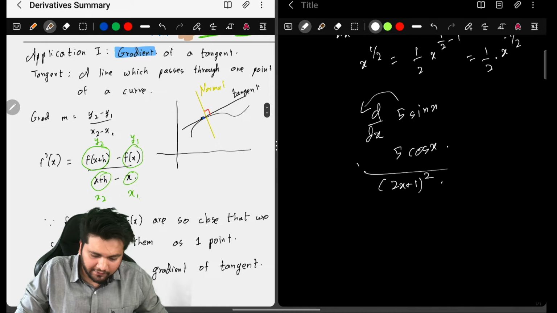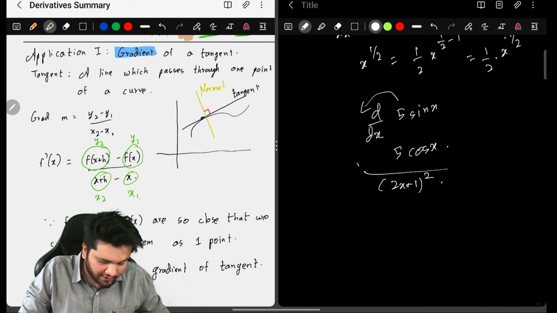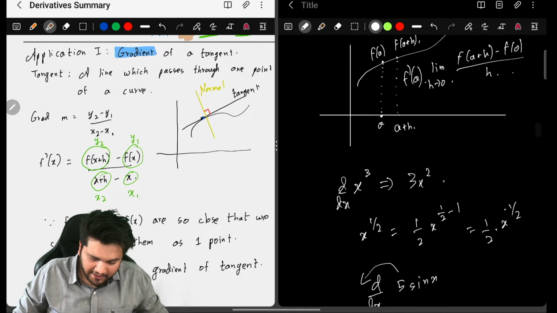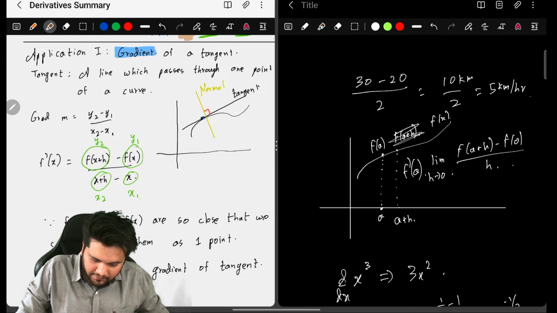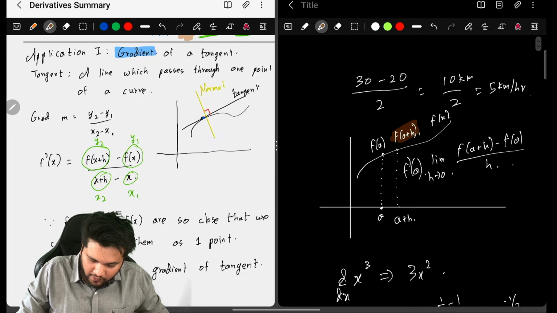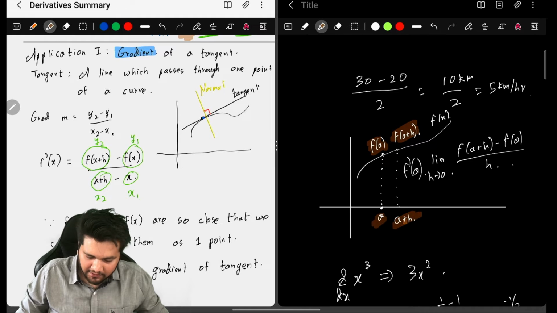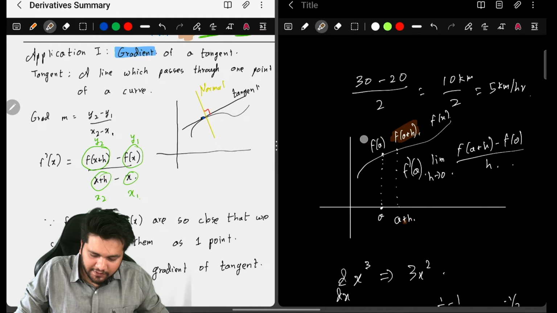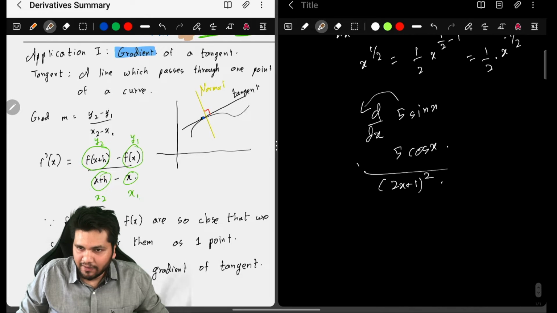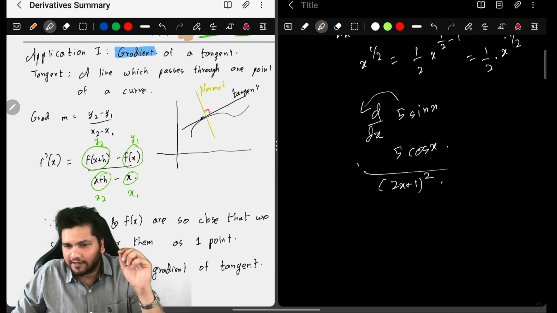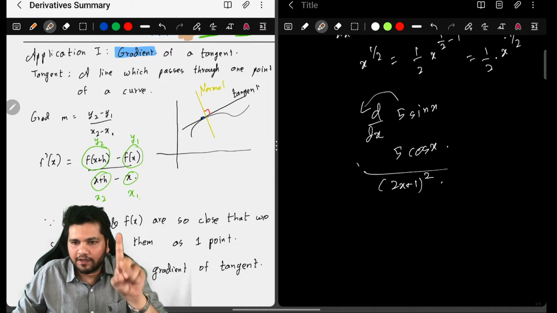Here if I talk about when it's an instantaneous change, y2 is nothing but your f of x plus h, y1 is nothing but your f of x, and x plus h is your x2 and x is your x1. As you can see here also, this is your y2, y1, x2, x1. So basically derivative is just giving me the gradient of a line passing through 2 points, and those 2 points are so close to each other that they both form just 1 point.